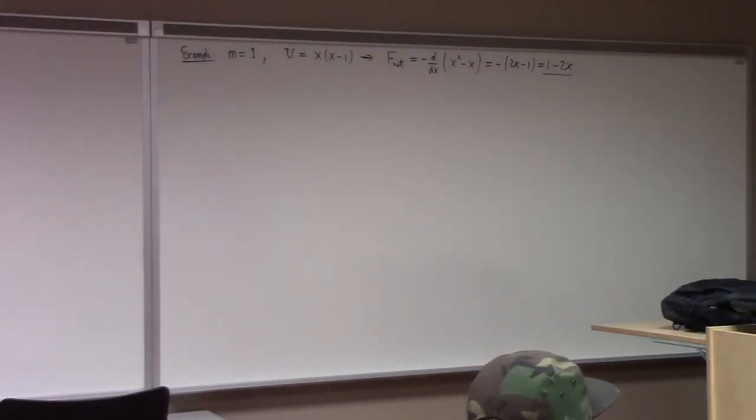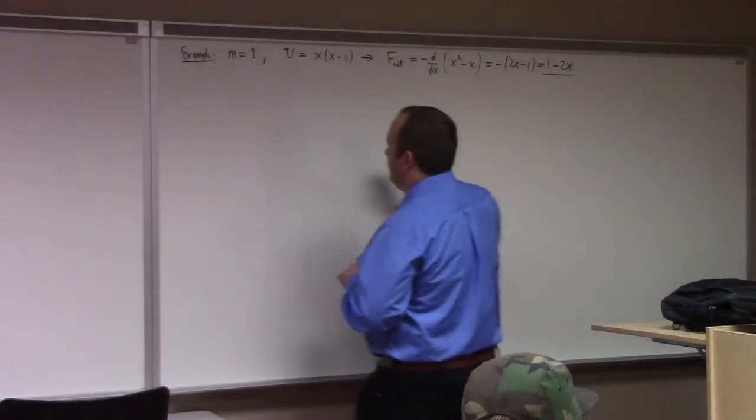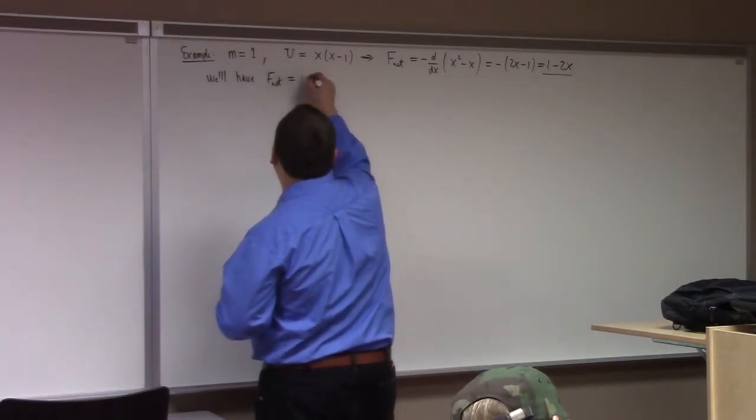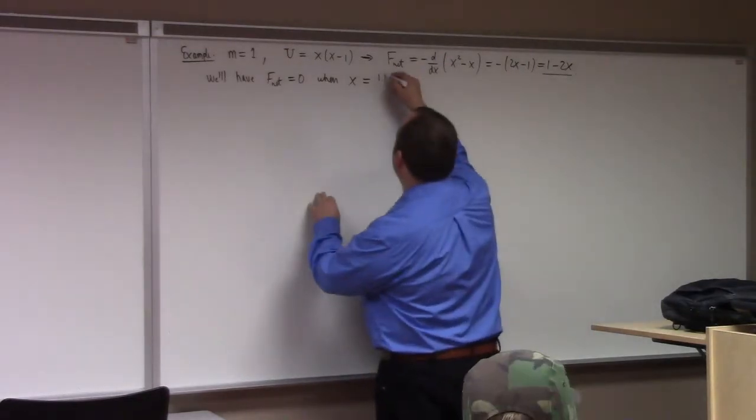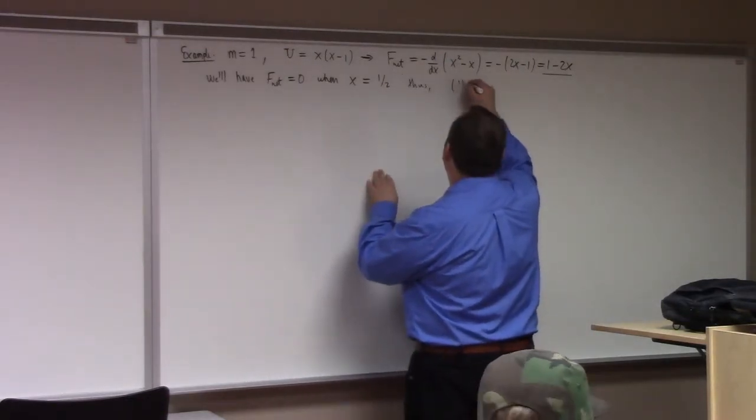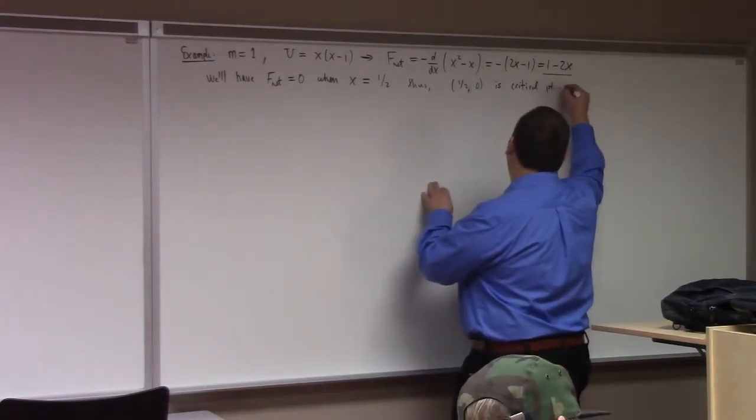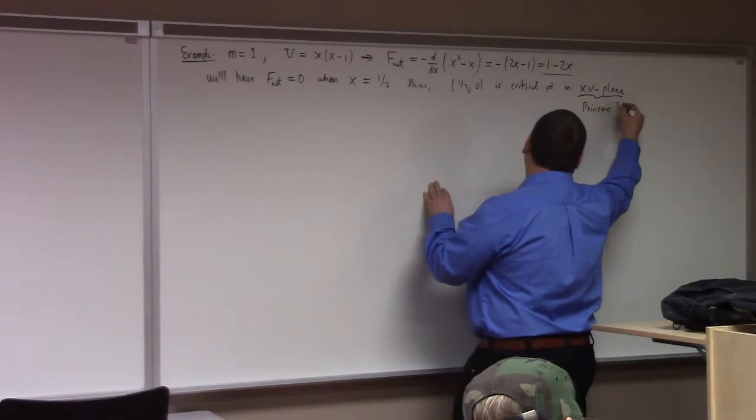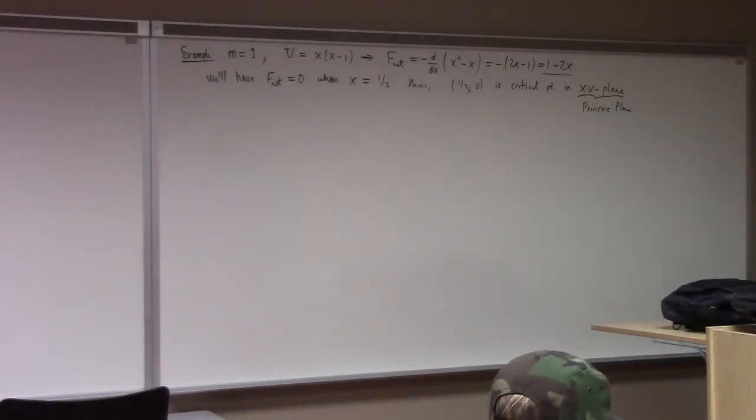What are the critical points then? Or I'm sorry, what is the critical point? There's just one critical point. So we'll have F net equals to 0 when x equals to what? 1/2? Yeah. So 1/2, thus 1/2 comma 0 is a critical point in the xv plane. The xv plane is also known as the Poincare plane, in honor of one of the mathematical physicists who first really showed the use of these ideas.